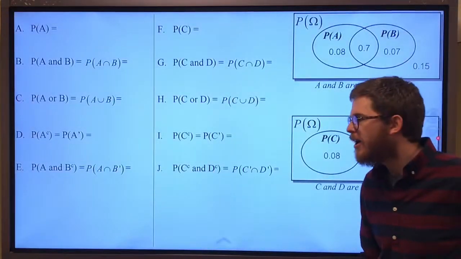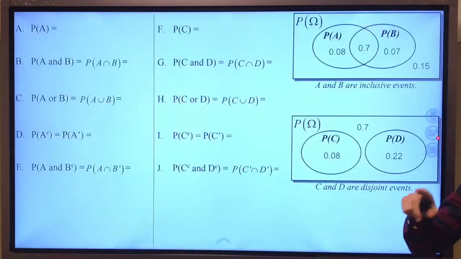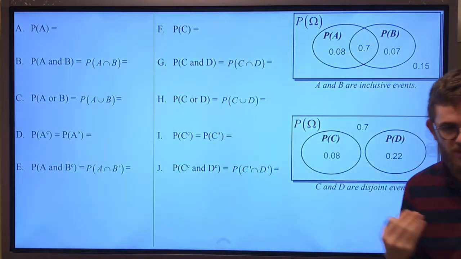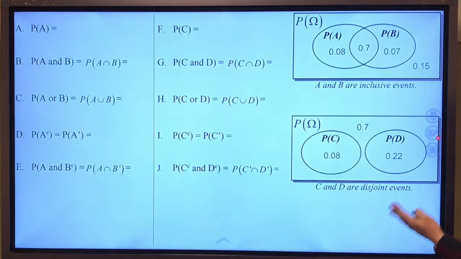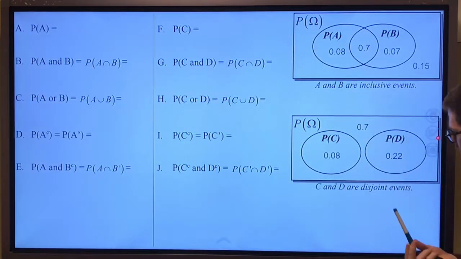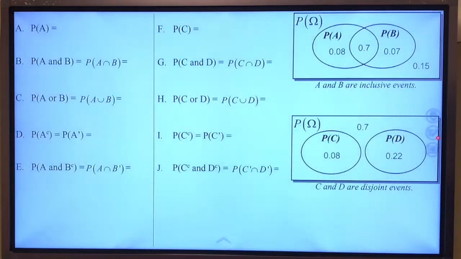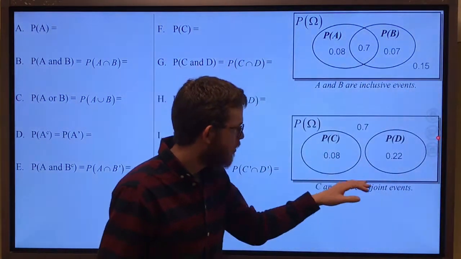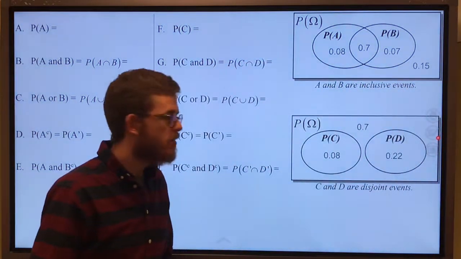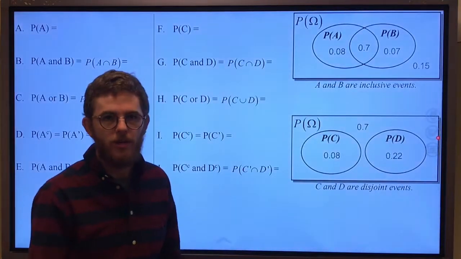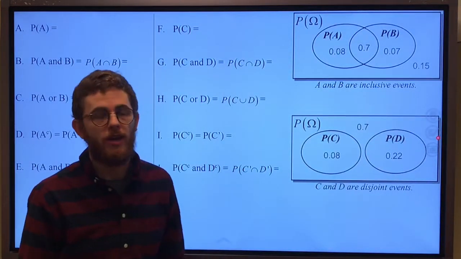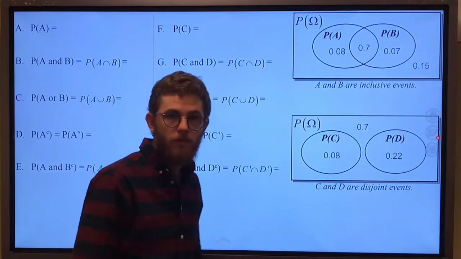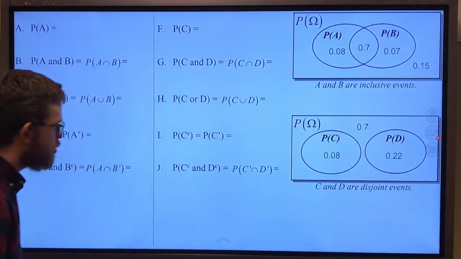As you can see here, we've got two Venn diagrams. This one tells us, hey, look, A and B are inclusive events. We can see they overlap. Down here, events C and D are disjoint events. And hopefully, as we look at that, when we think about the word disjoint, we think of mutually exclusive. Disjoint is kind of a different way of saying, hey, look, these events are mutually exclusive. They aren't overlapping at all. They don't share any outcomes.